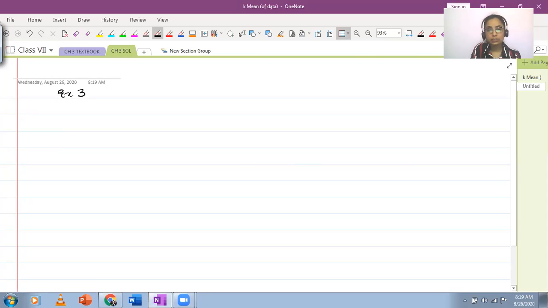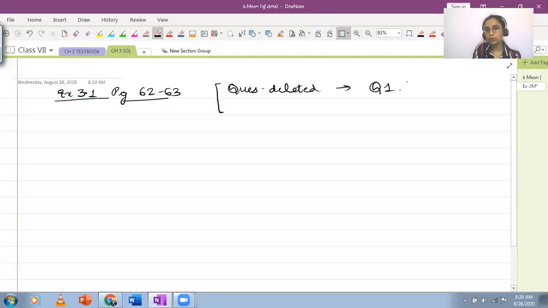The first exercise, sorry, exercise 3.1. It's on page number 62, 63 of your textbook. I'm just going to write down the questions deleted. The questions which are deleted are question number 1 and question number 5. And the questions to be done will be question number 2 to question number 4, then question number 6 to question number 9.